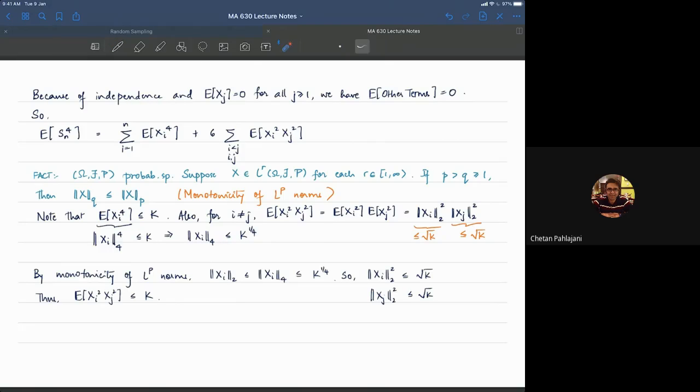Now we will plug everything into this equation. So let me do the following: let me copy this equation.